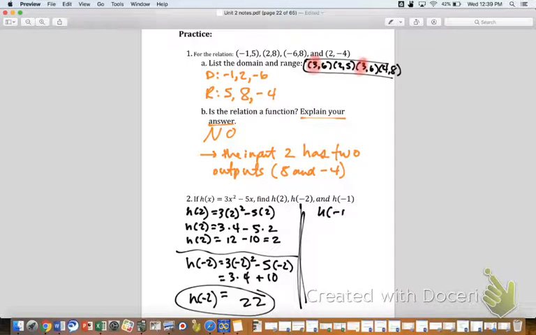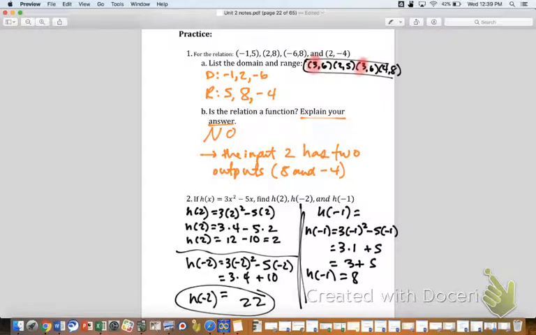Did anybody do this one and get it right? Yeah. What do you think? 8. Positive 8? Yeah. Let's find out. So H of -1 is 3 times -1 squared minus 5 times -1. This would be 3 times 1 plus 5, which is 3 plus 5. I've got H of -1 equals 8. What exactly does that mean? It means that the output is 8. Input is -1, and the function is named H. You guys getting it? Good job, Ben.